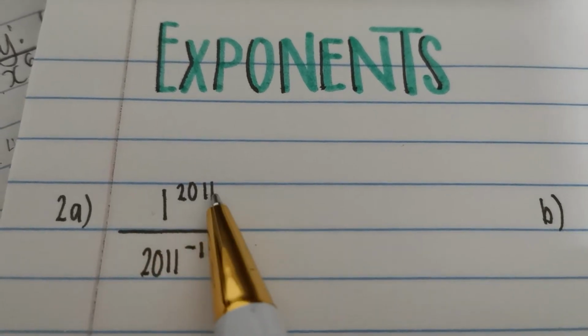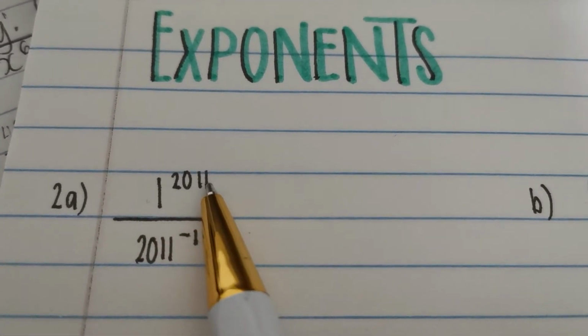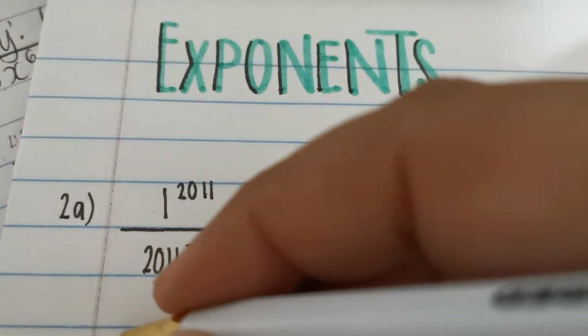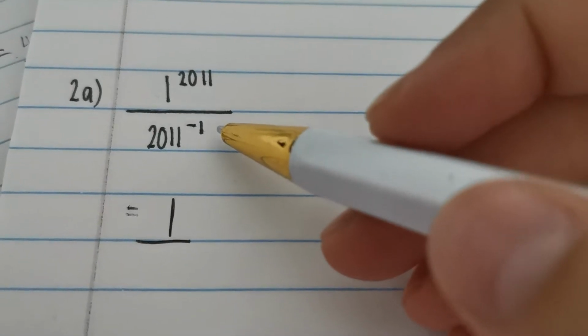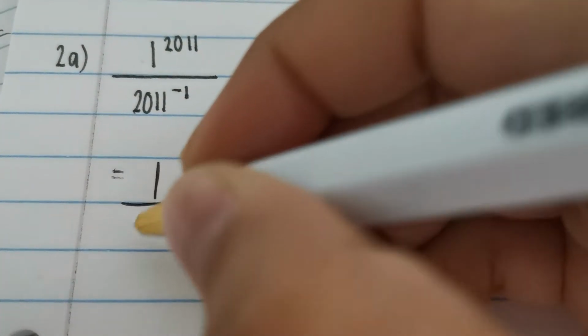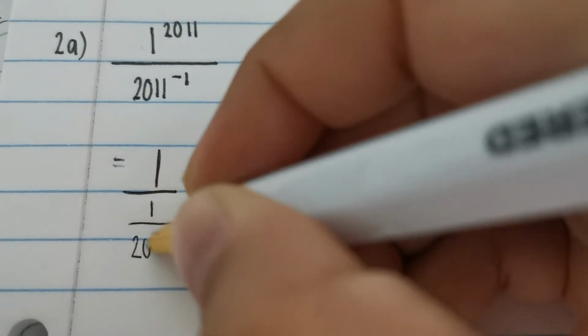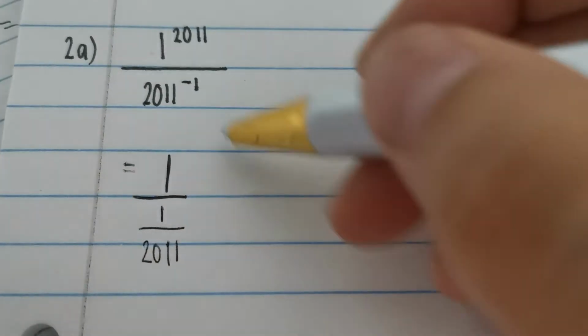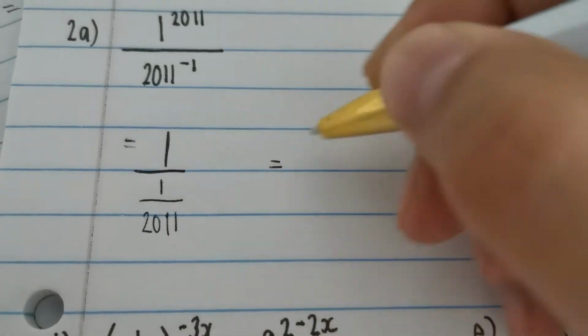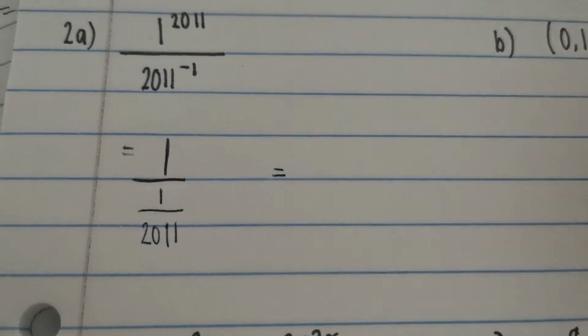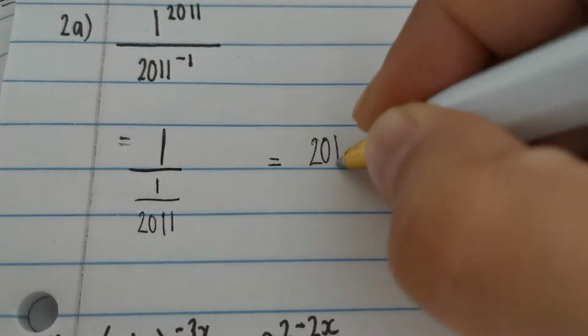Anytime you have 1 to the power of anything, like literally anything, the answer is going to be 1. Always. And at the bottom here, I have 2011 to the power of -1. That's the same thing as 1 over 2011, or you could have just brought it to the top. Either way, it's the same thing. Our final answer, I'm out of space here, I should have left more space, but my final answer is 2011.